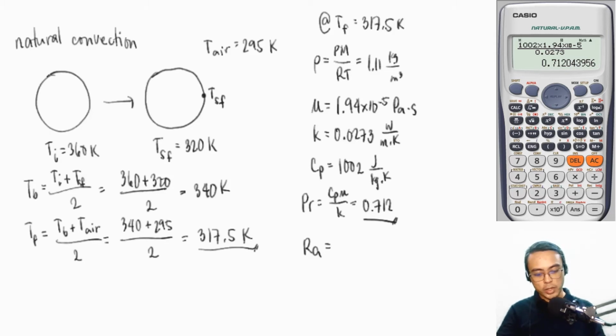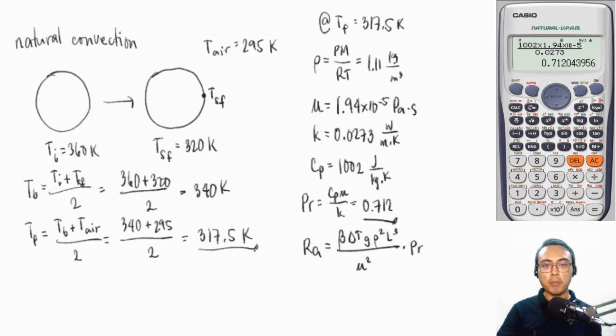Next, let's estimate the Rayleigh number. The Rayleigh number is simply beta delta T g density squared L cubed over mu squared multiplied by the Prandtl number. So this is simply the Grashof number times the Prandtl number. For a spherical system, our characteristic length L will simply be the diameter of the sphere. And based on the problem, the diameter of the spheres is 7.5 centimeters.